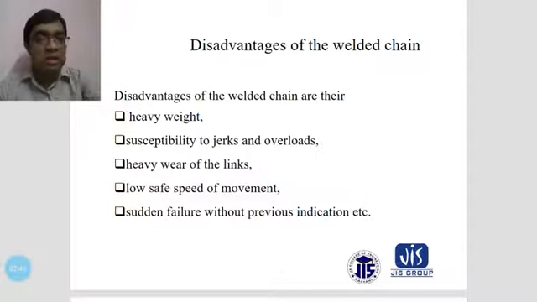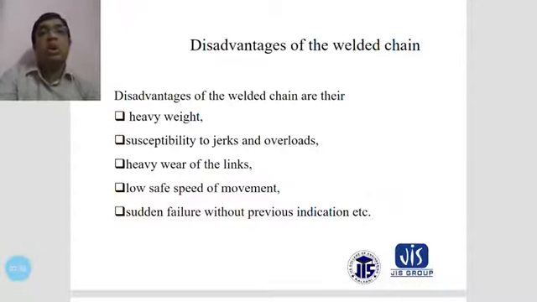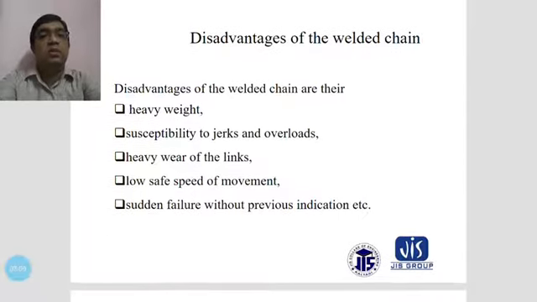Another thing is sudden failure without previous indications, which is present with welded type joints. Sometimes the system suddenly fails, and difficulties arise during the procedures in such a sudden failure case.